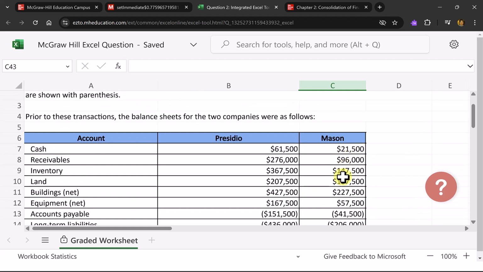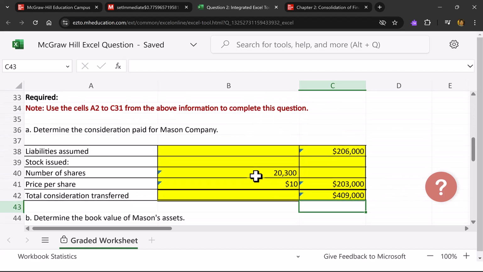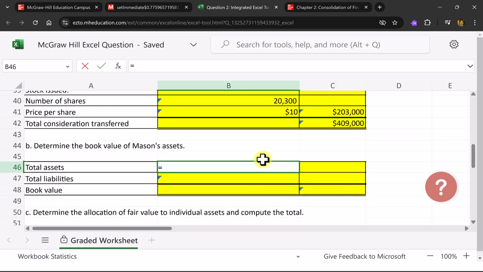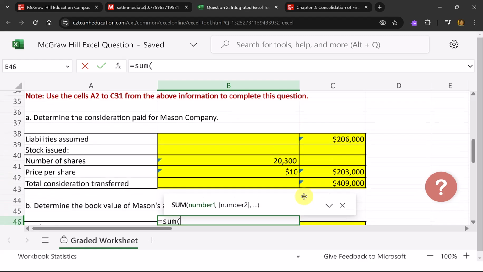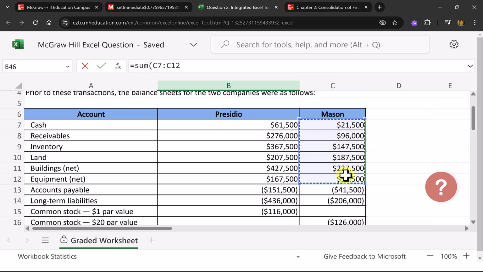Well, these are individual assets. So I'm going to add up all these assets right here, yeah? Cash through equipment for Mason. So let's start off the formula. Equal. And let me add that range. Well, I'll just type in the sum function. Open paren. And just drag over those assets, cash through equipment for Mason. And you can see the formula being constructed here. So I'll type in close paren to finish it off and enter.